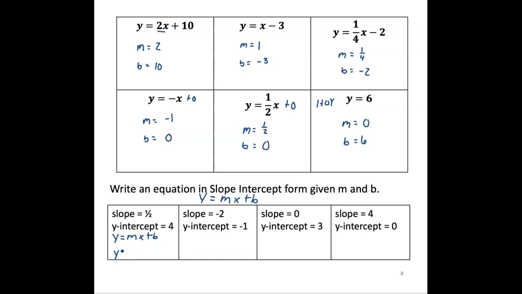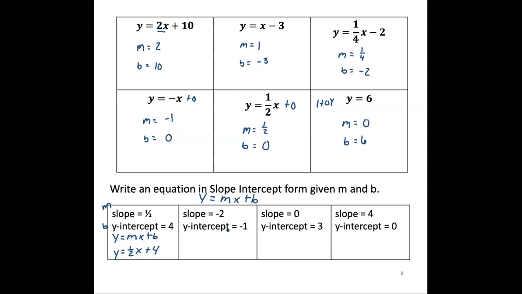So y equals, what is my m? Now you're like, m, it doesn't say m. You're right, it doesn't. It says slope. Remember, slope is m and y-intercept is b. So I'm going to put that 1/2 in for my slope, x. My y-intercept is 4. So I'd say, well, plus 4.